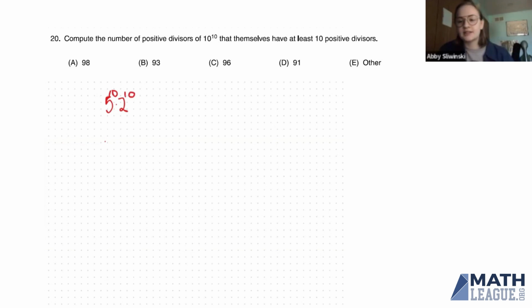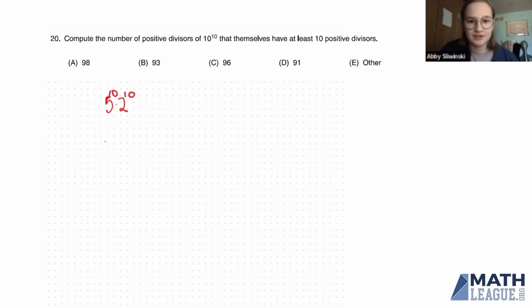Now, in order to solve this in, I'll say, the simplest way, we're going to want to be familiar with the concept of complementary counting, which in our case basically means finding the number of positive divisors that don't have at least 10 positive divisors and subtracting that from the total number of positive divisors. So basically finding the opposite of what you want and subtracting that from the total.